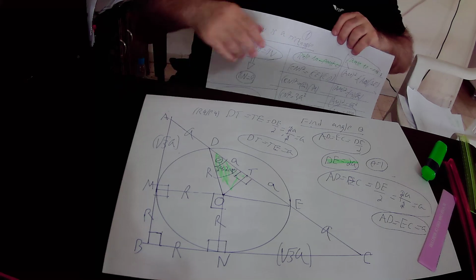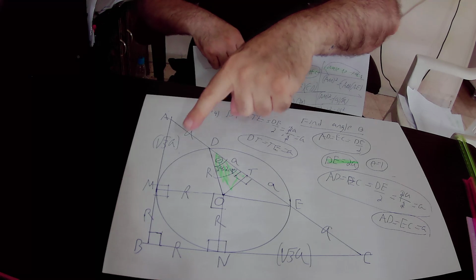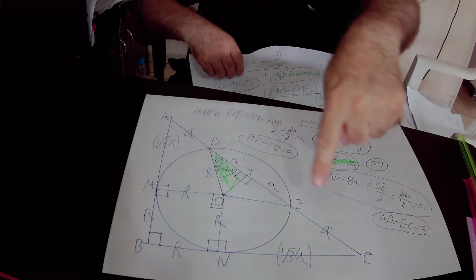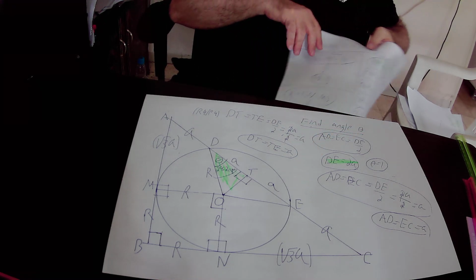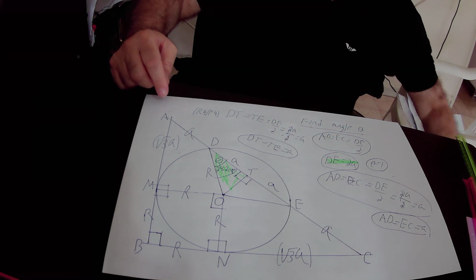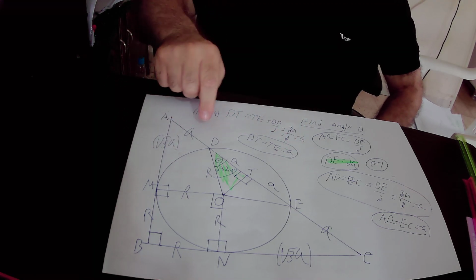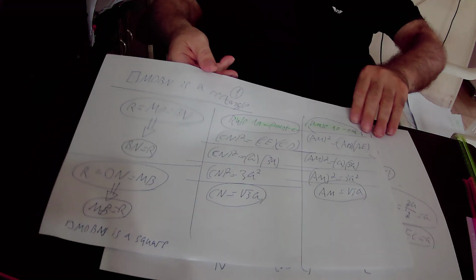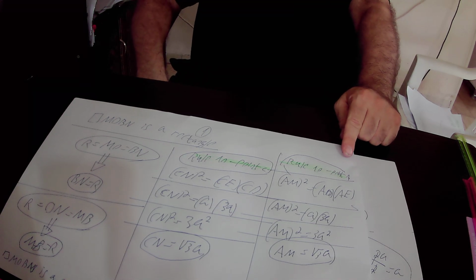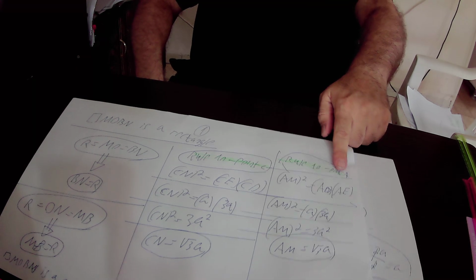Then we focus on the extreme point A. From the extreme point A, we have tangent AM, and we have the straight line that intersects with the circle at point D, and then point E. Therefore, according to rule number 10, we get that AM squared equals AD times AE. Again, AM squared equals AD times AE. I repeat again. According to rule number 10, if we implement rule number 10 at point A, we will get that AM squared equals AD times AE.